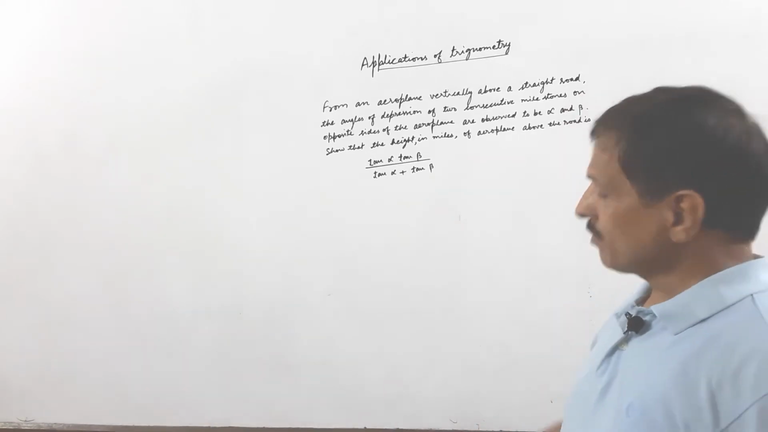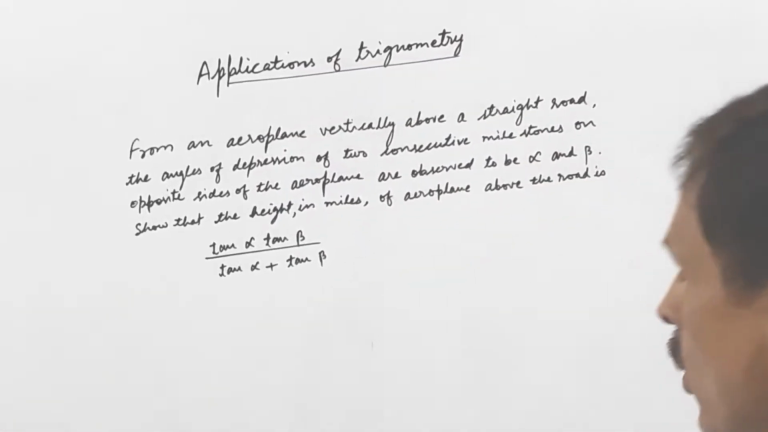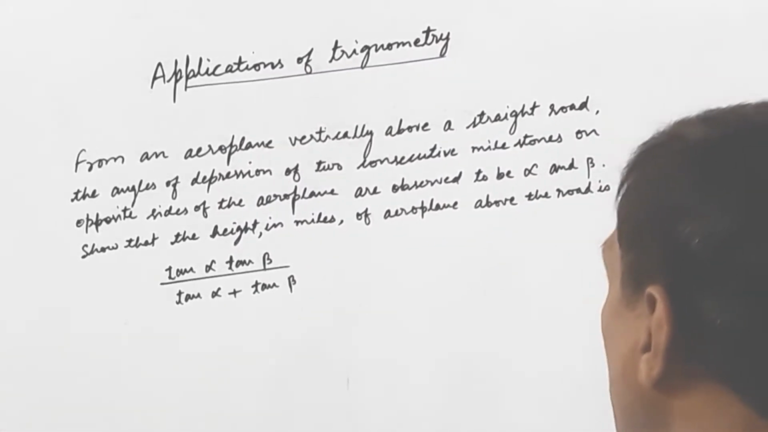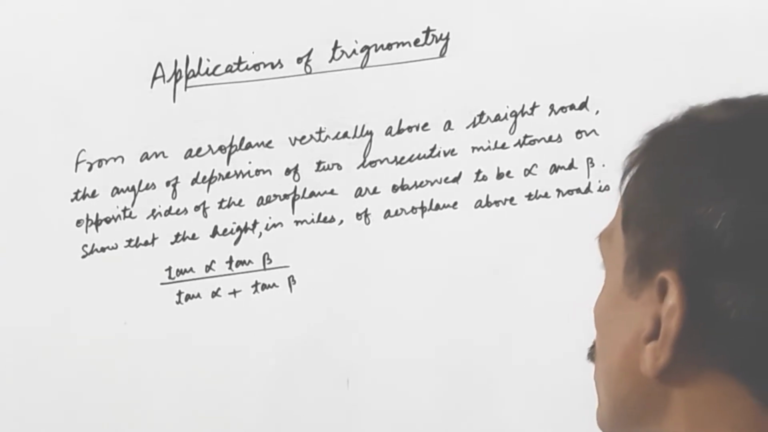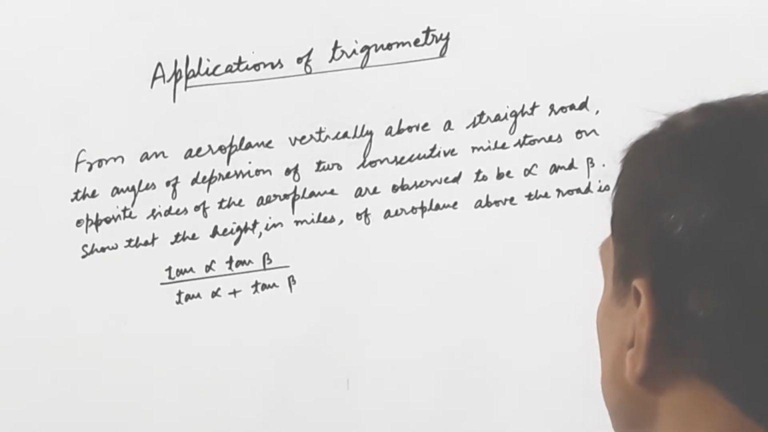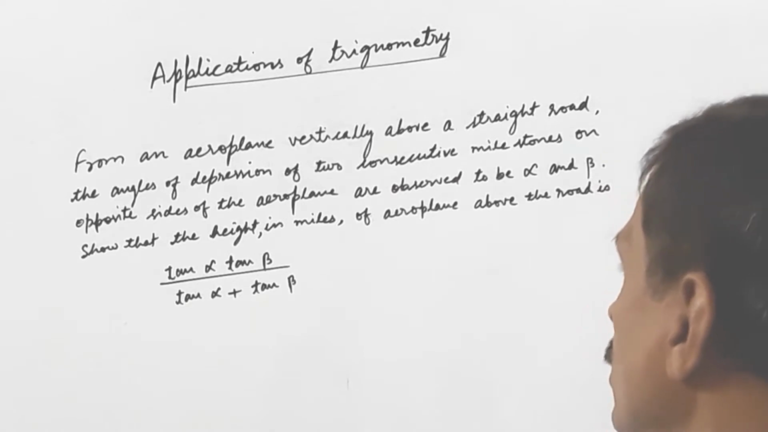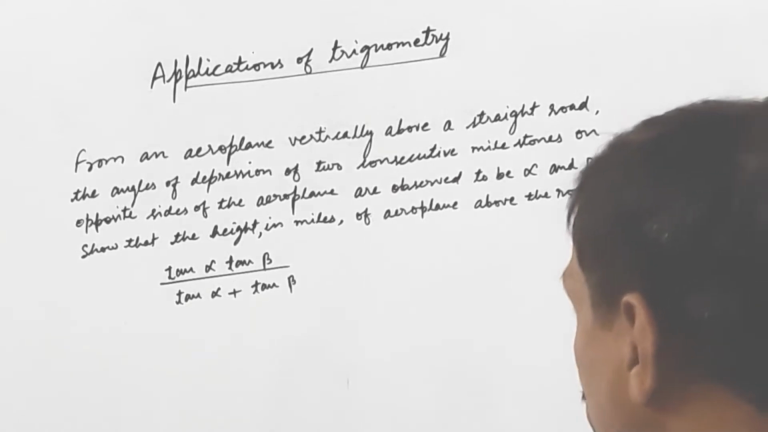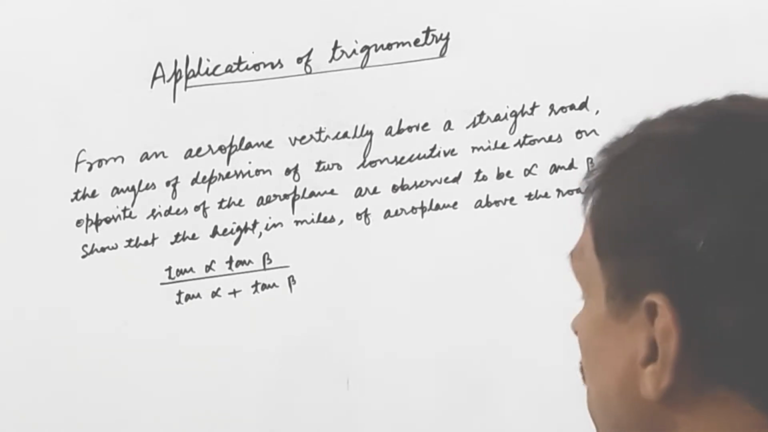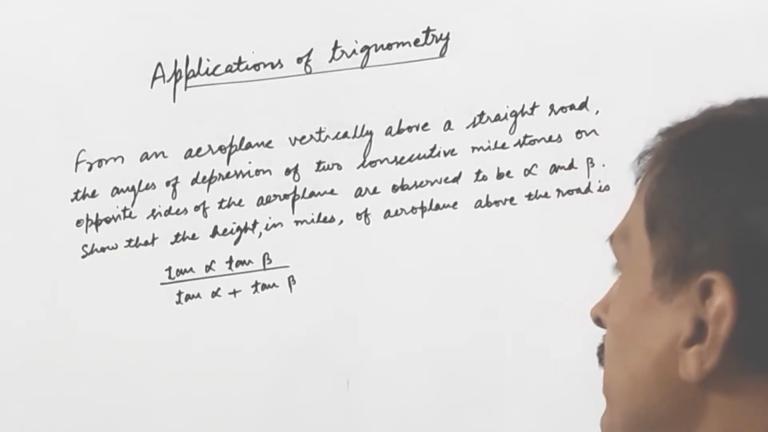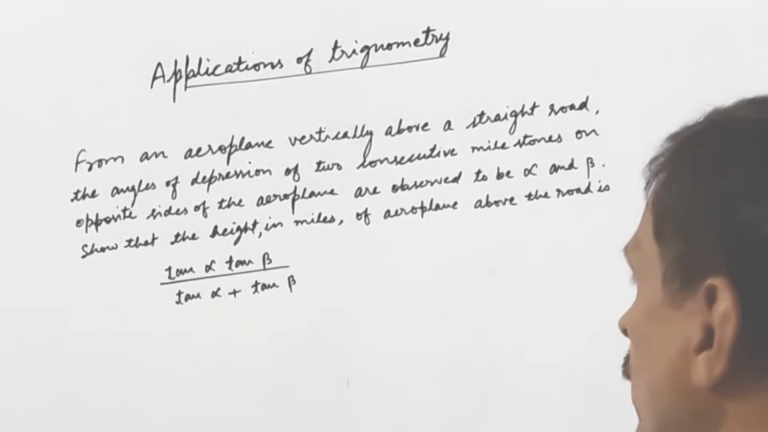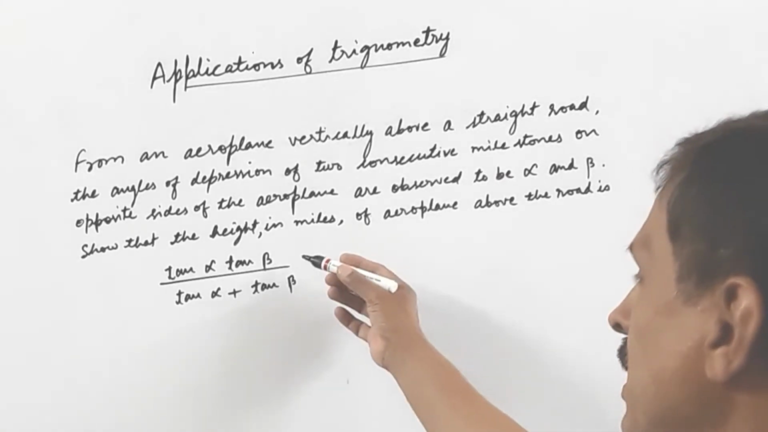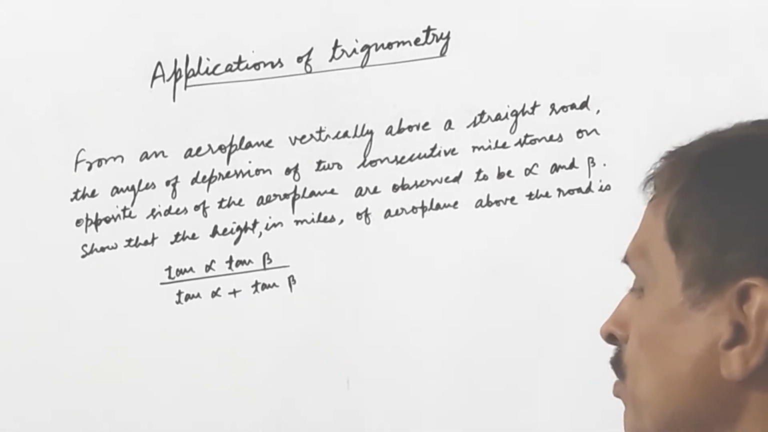In this question, from an aeroplane vertically above a straight road, the angles of depression of two consecutive milestones on opposite sides of the aeroplane are observed to be alpha and beta. Show that the height in miles of the aeroplane above the road is tan alpha tan beta upon tan alpha plus tan beta.